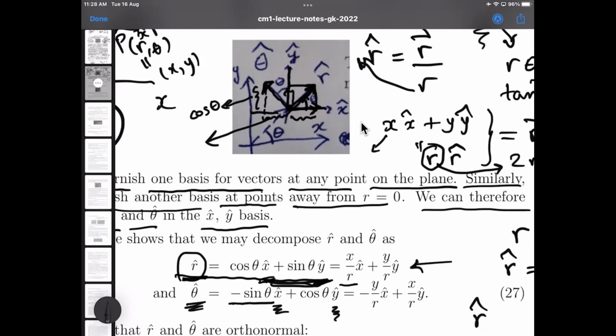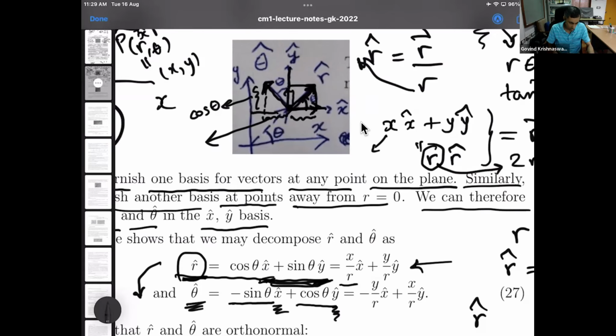Sir, it can be thought of like this: for the r hat vector, the angle theta is increased by 90 degrees, so theta hat will be equal to cos(theta plus 90) x hat plus sin(theta plus 90) y hat. Yes, you're right. To go from r hat to theta hat, you must rotate counterclockwise by 90 degrees. So you are doing precisely that. You are going from this equation to that equation by augmenting theta by 90 degrees. Sure, you can think of it that way.